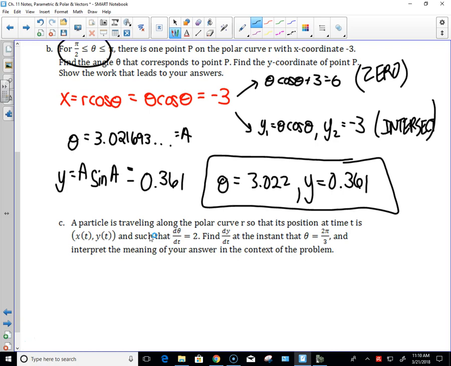You got it. Okay, a particle is traveling along the polar curve. Its position is x of t, y of t, and we know d theta dt is 2. Find dy dt at the instant that theta is 2 pi over 3 and interpret the meaning of your answer in the context of the problem. All right, what do you guys think?